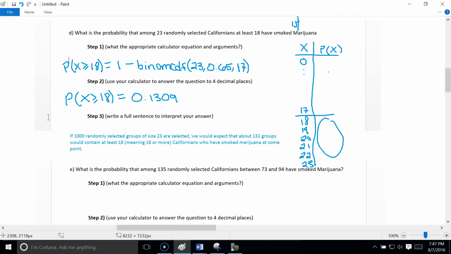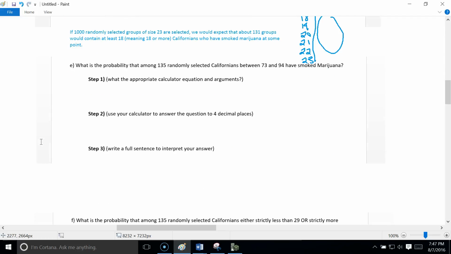Okay, so if 1,000 randomly selected groups of size 23 are selected, we would expect that about 131 of those groups would contain at least 18, meaning 18 or more, Californians who have smoked marijuana at some point. Okay, moving on to E. What is the probability that among 135 randomly selected Californians between 73 and 94 have smoked marijuana?